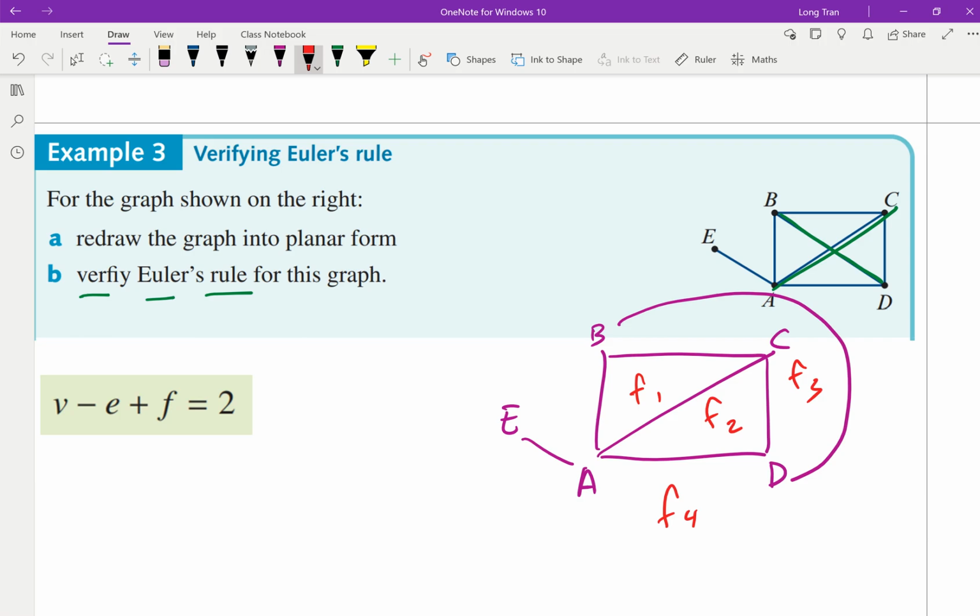So how many vertices do I have? I've got 1, 2, 3, 4, 5. So I've got 5 minus E, edges. I've got 1, 2, 3, 4, 5, 6, plus faces, 4. You can see again, that doesn't make sense. Which face have I forgotten?